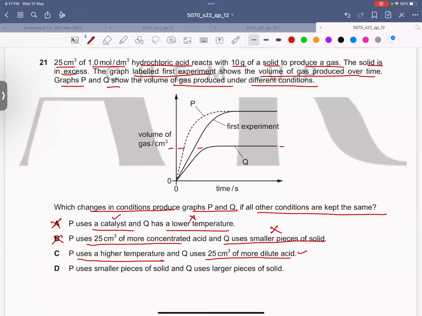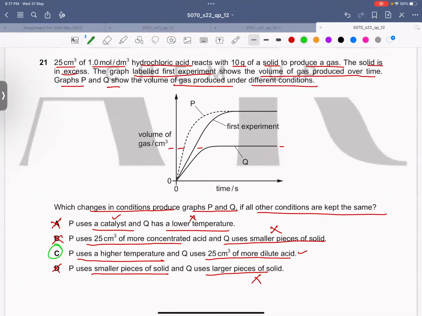P uses smaller pieces of solid, Q uses larger pieces of solid. Again, if you are using the larger pieces, the rate would get slower, but we would be getting the same amount. But we are not getting the same amount. So D is also wrong, and our correct answer is C. Yes, is this understandable to everyone? Yes, sir. If anyone has any doubt, do ask.